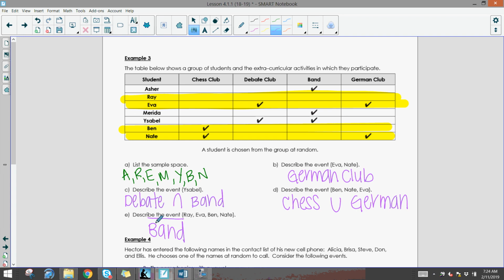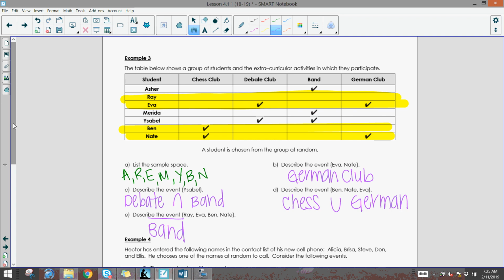Okay. You guys, these aren't the only things. I have had situations where, just depending on how people look at it, you can have multiple events given your outcomes. You know, if I give you Ray, Eva, Ben, and Nate, you might look at it a different way. You just need to make sure that it's a true statement, right? You wouldn't want to say here, like, let's say Eva wasn't in debate club. You couldn't say not debate club because Merida and Asher are also not in debate club. So it needs to be absolutely unique.